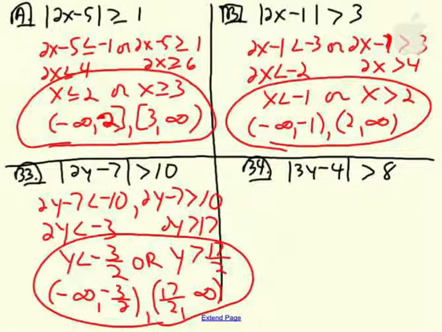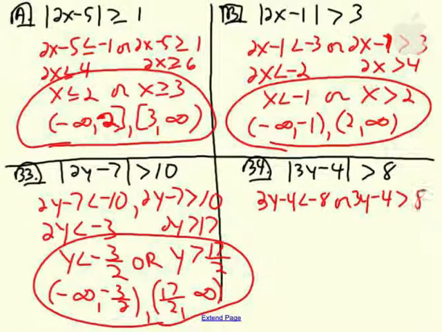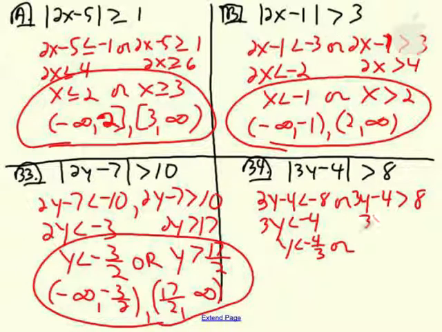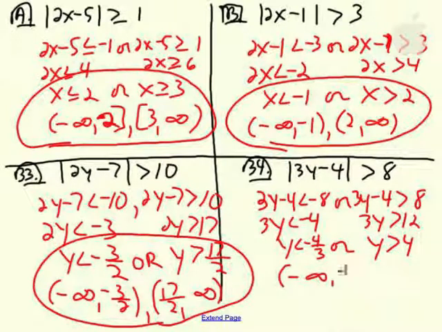Box in your answer. 34 is also dealing with wings. 3y minus 4 has to be to the left of minus 8, or 3y minus 4 has to be to the right of 8. So 3y is less than minus 4, y is less than minus 4/3, or in the other case, 3y is greater than 12, y is greater than 4. So here we go again. Don't forget the or, comma.